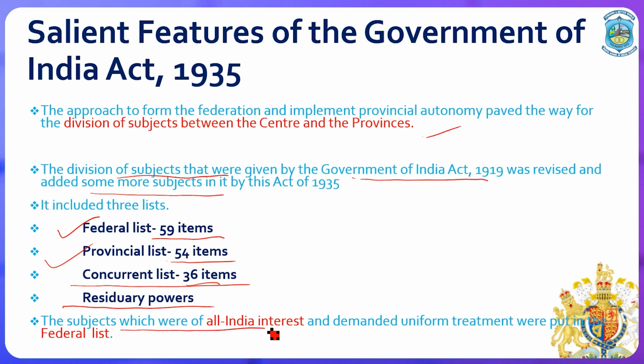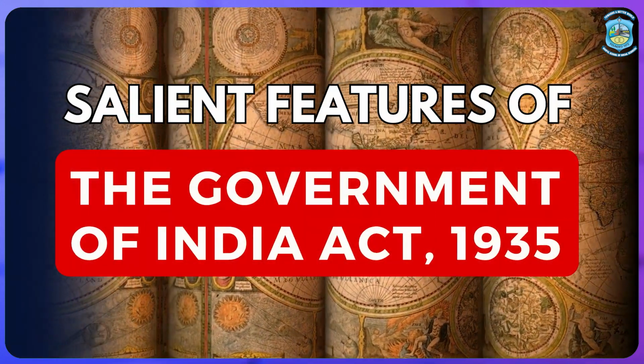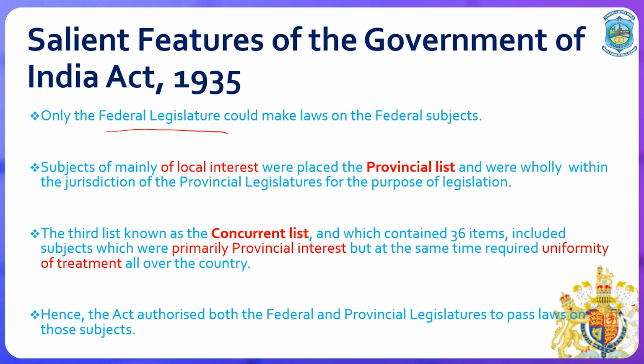Subjects of all-India interest which demanded uniform treatment were put in the federal list, and only the federal legislature could make laws on the federal subjects. Subjects of mainly local or provincial interest were placed in the provincial list and were wholly within the jurisdiction of the provincial legislature for the purpose of legislation. And of course, the concurrent list, as discussed, would include subjects on which both the federal and provincial legislatures could pass laws. Hence, the Act authorized both to pass laws on those subjects.